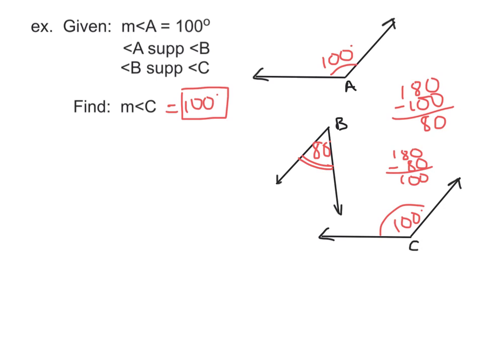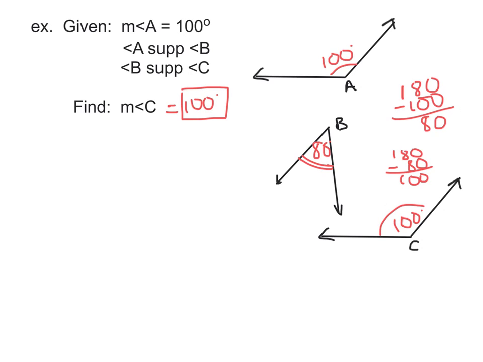Okay, what are we seeing here? Here's what you should be seeing. A was 100 and C comes out to 100. That's not a fluke that they are the same. Okay, if two angles, and by two angles I mean A and C, if two angles are supplementary to the same angle, then they have to be congruent. There's no other way for the math to work.